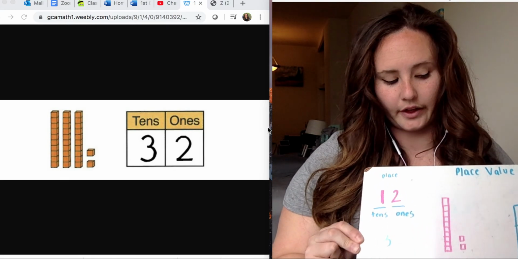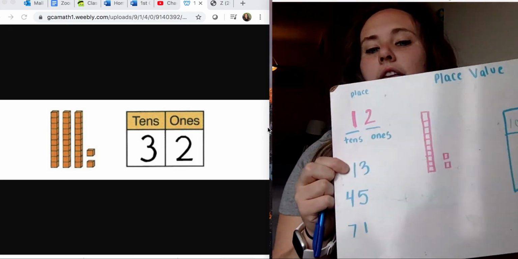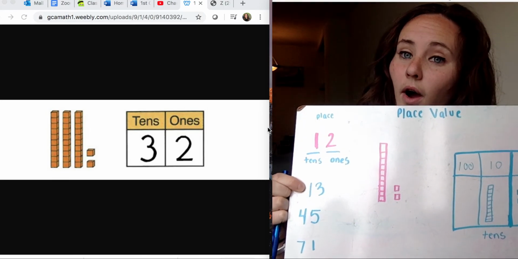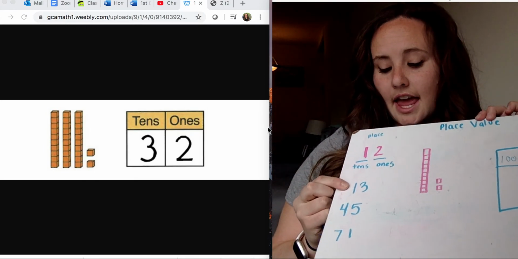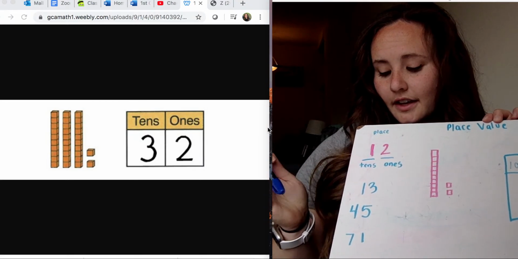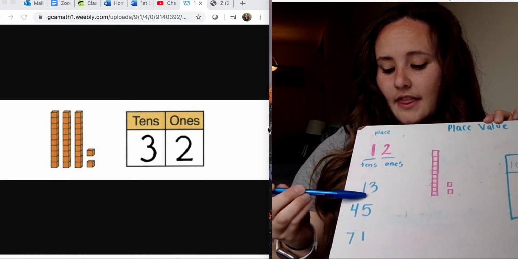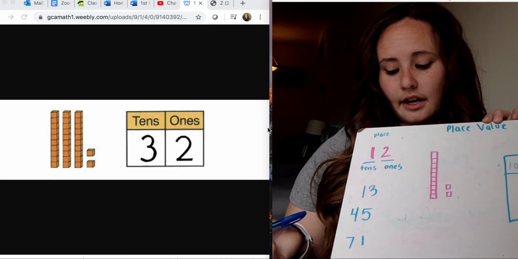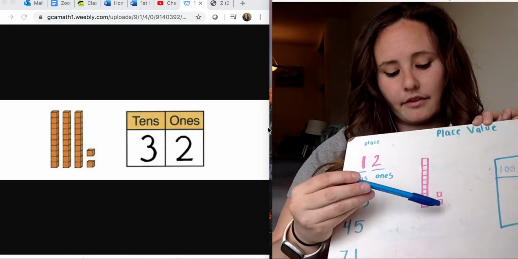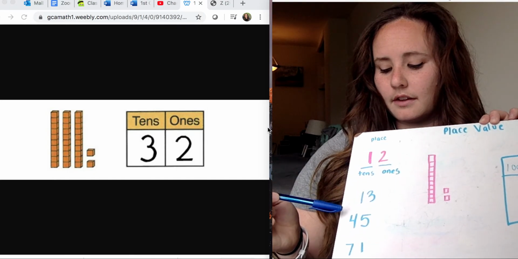So let's practice. I have some other numbers here. I want you to think. My 1 in the number 13, does it stand for 1 or does it stand for 10? It stands for 10, and then my 3 stands for 3. And if I put those together, I would have 13 individual cubes.